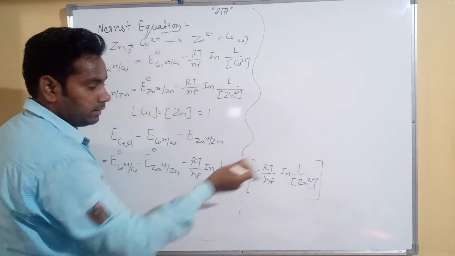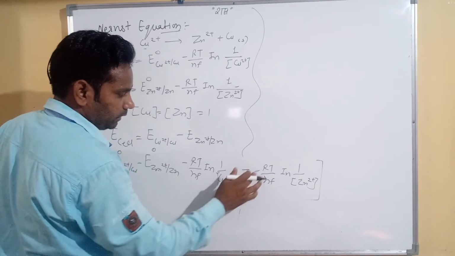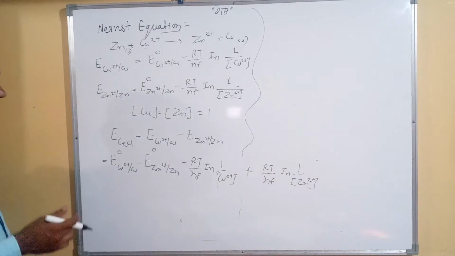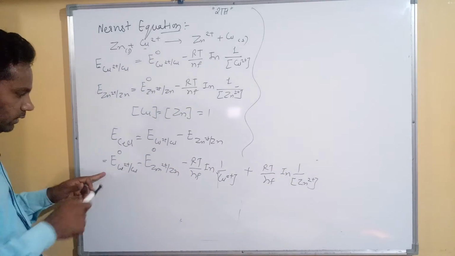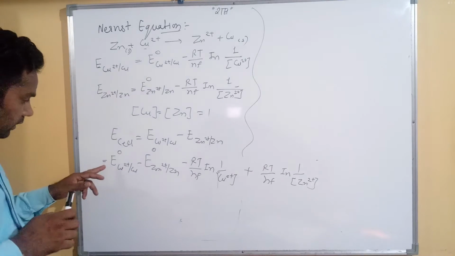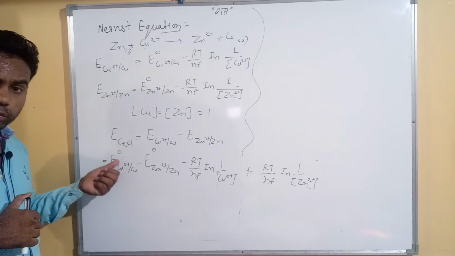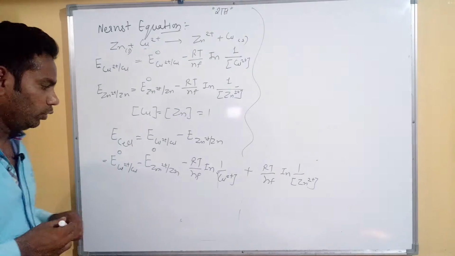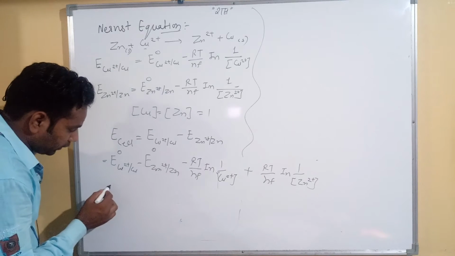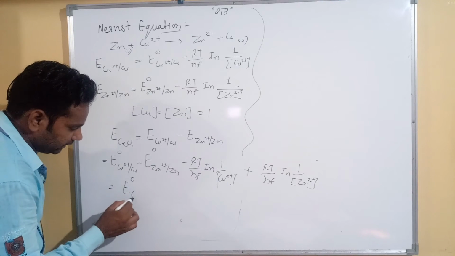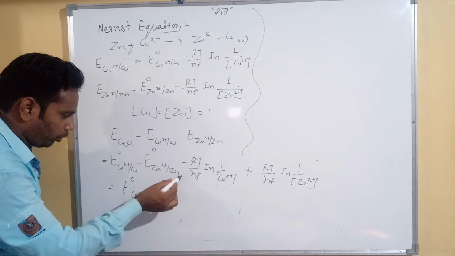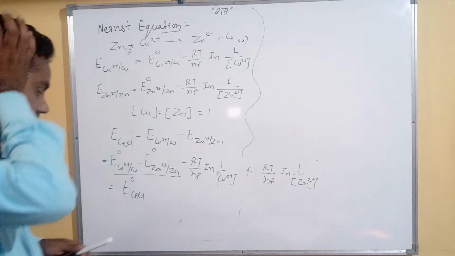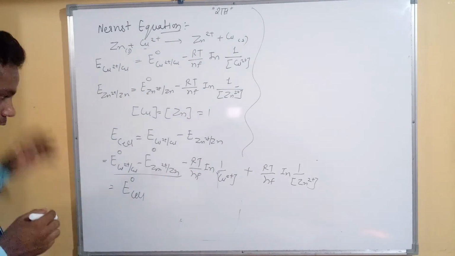We multiply the minus and open the bracket, minus minus is plus. Okay, so it's solid, no problem. Then again we put the equation here: E naught Cu2+/Cu minus E naught Zn2+/Zn. So we put on this place E naught cell, because both the electrodes show standard electrode potential for the Daniell cell. So I put cell on this place.